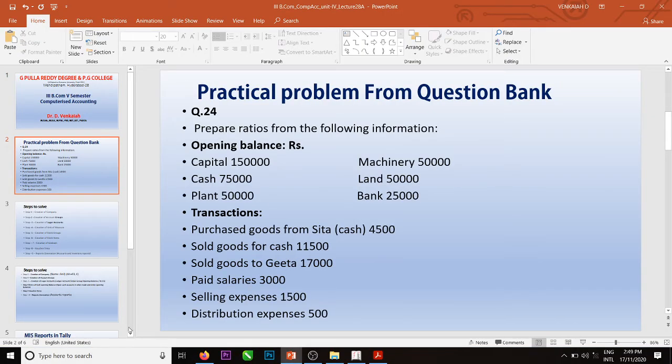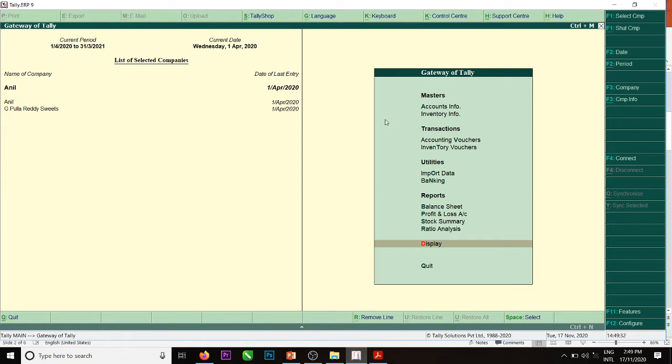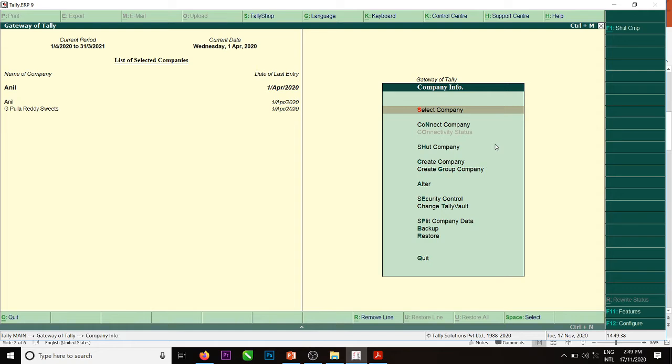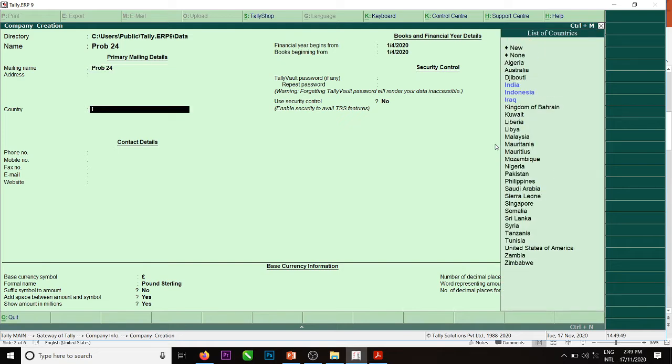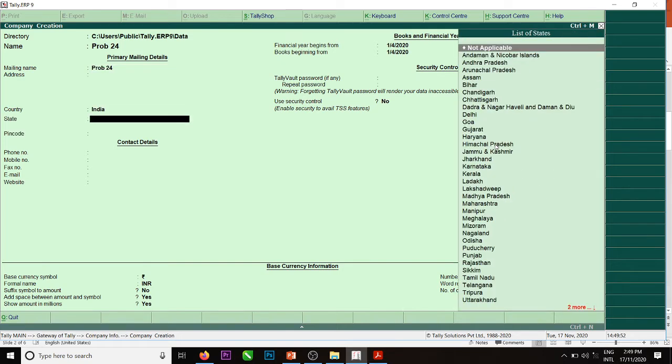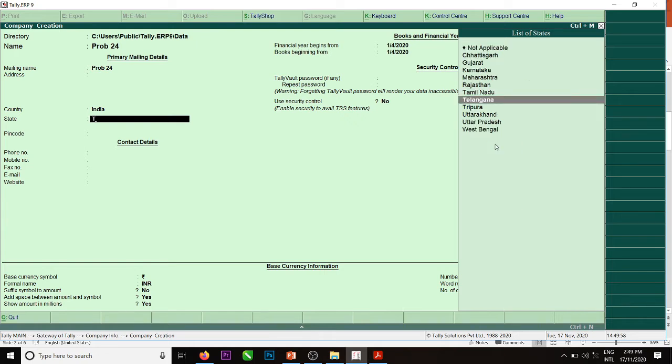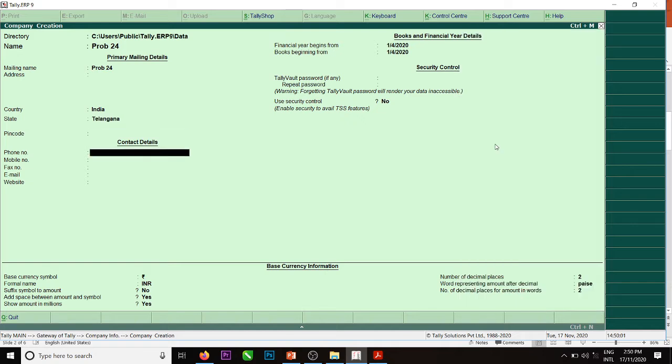We will open Tally and create a new company. Here we are in the Gateway of Tally. We press Alt F3 and select create company. Problem number 24, for understanding purposes only. Company names are not like problem number 24; company names are different. Company address, pin code, phone number and fax number are different. We have to enter the original company's data.